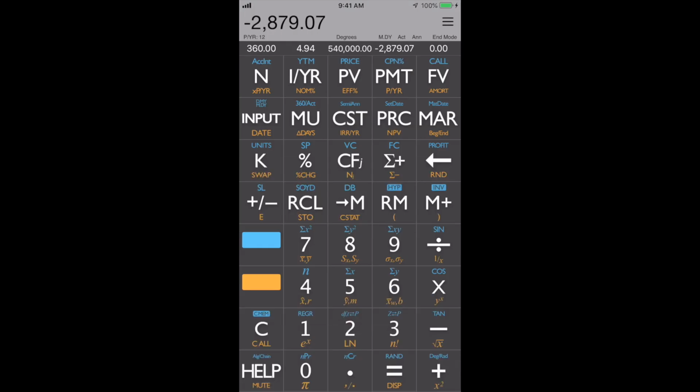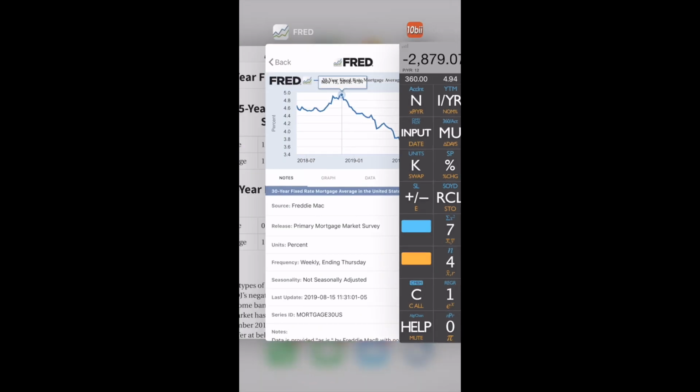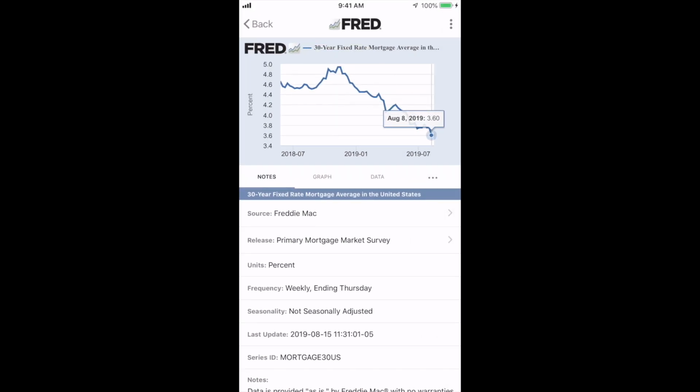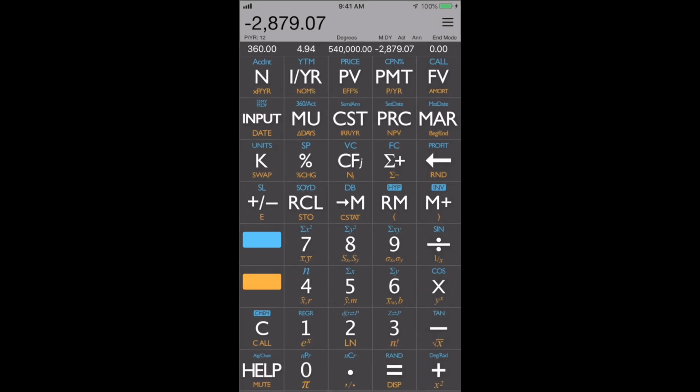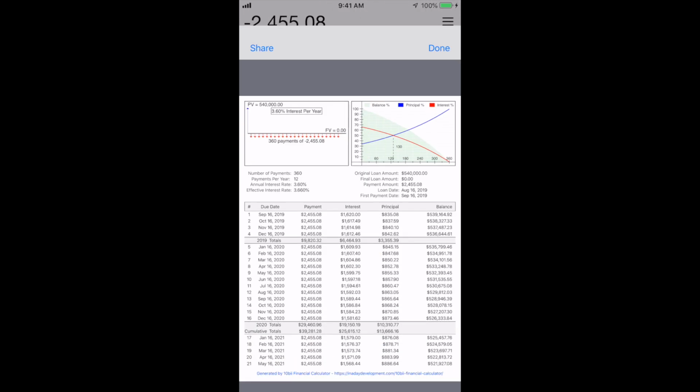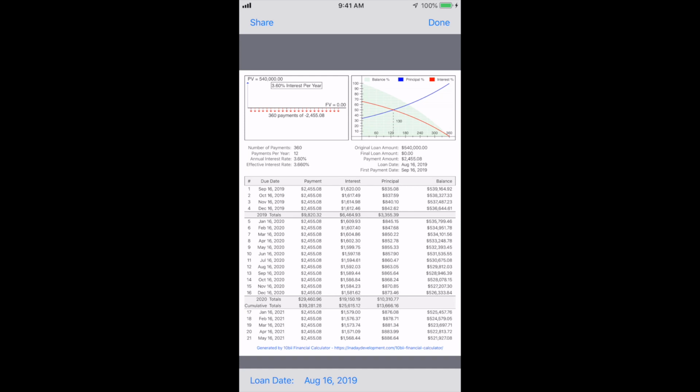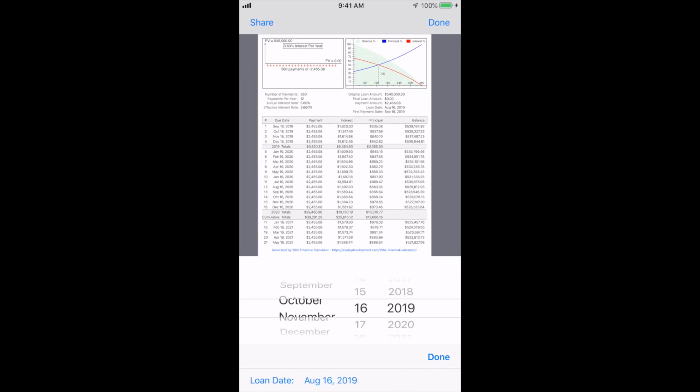Okay, now let's take a look at a 3.6% rate. That's about where we are currently at the end of August or middle of August of 2019. And if we plug in 3.6, we keep all the other calculations the same. We calculate for payment. We've already dropped the payment from $2,879 down to $2,455. Let's go ahead and amortize this as well. And once again, just so we're comparing apples to apples, let's compare as if we're starting December 1st.